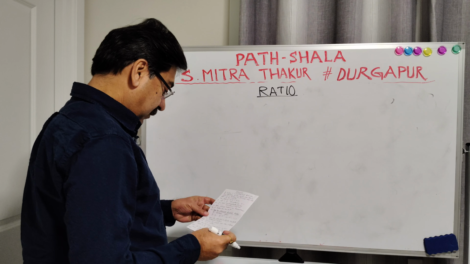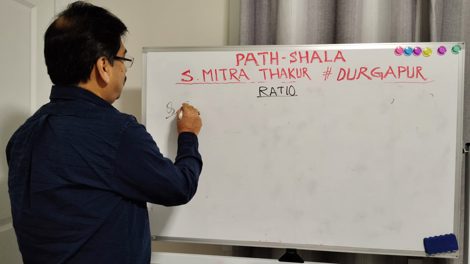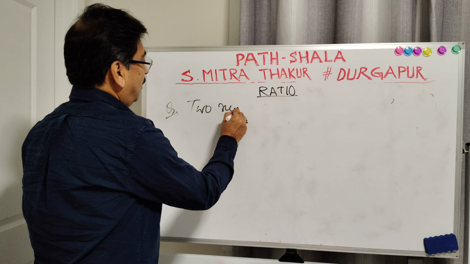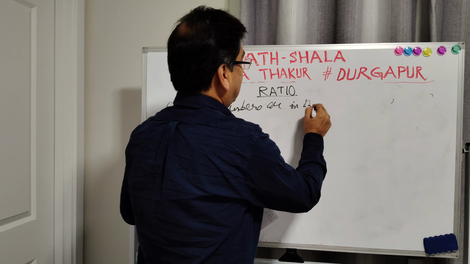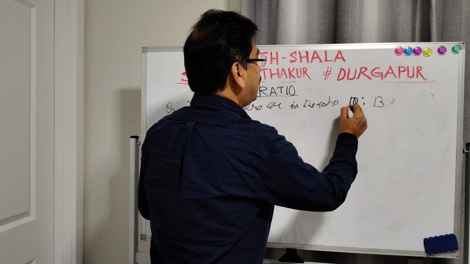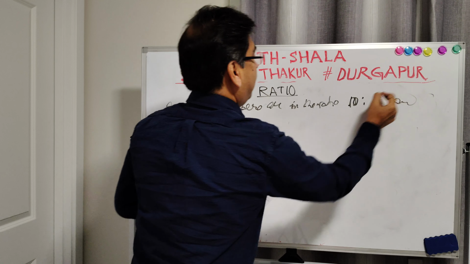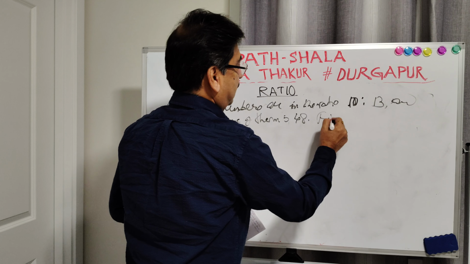And next question. There are two numbers in the ratio 10 is to 13, and the difference of them is 48. Find the numbers.